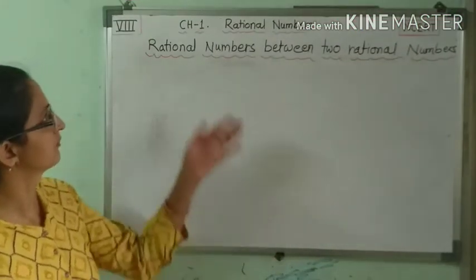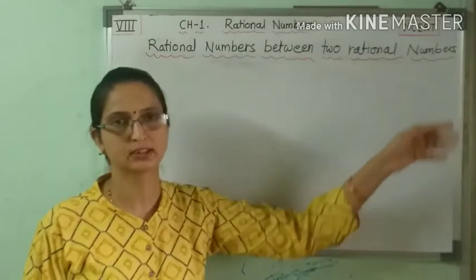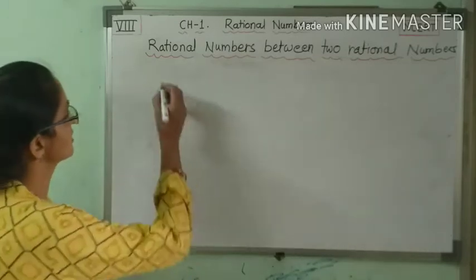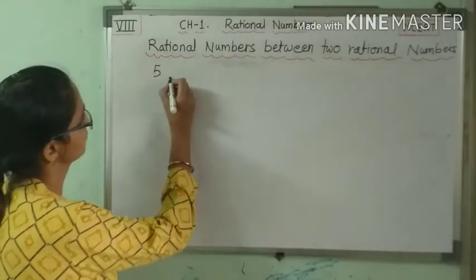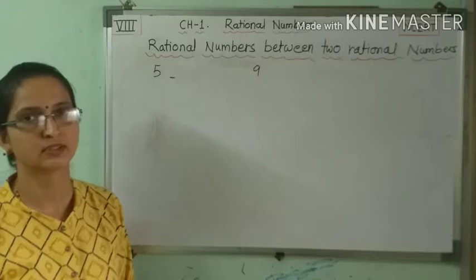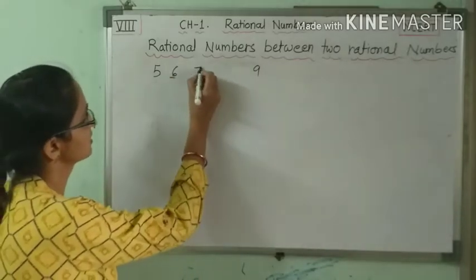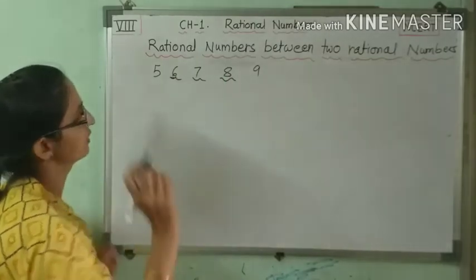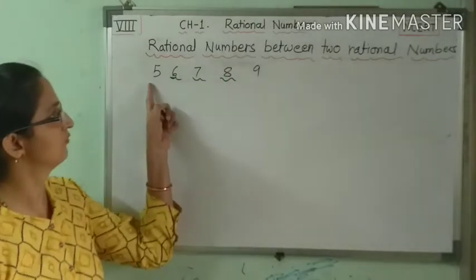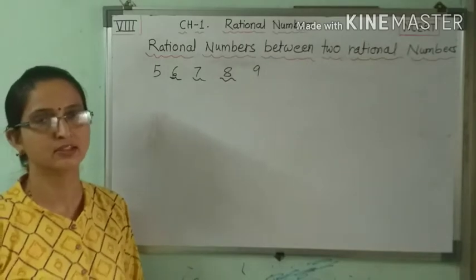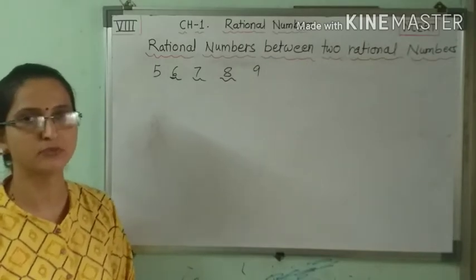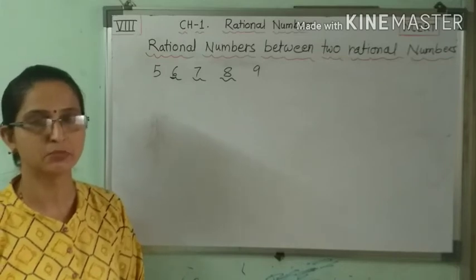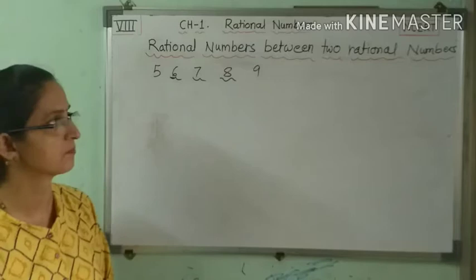Now let us see rational numbers between two rational numbers. Can you tell me what are the numbers between 5 and 9? Correct. It is 6, 7, 8 and then 9. So these are the numbers between 5 and 9. Then what about rational numbers? How to find the rational numbers between two rational numbers?